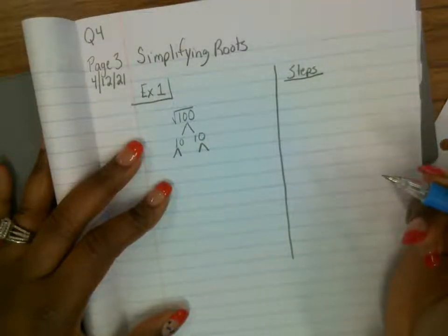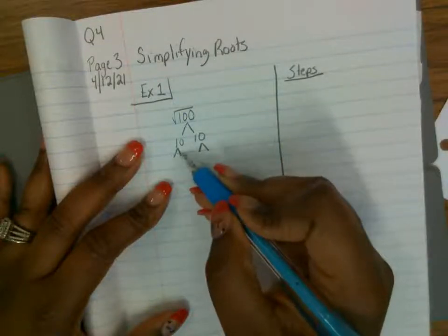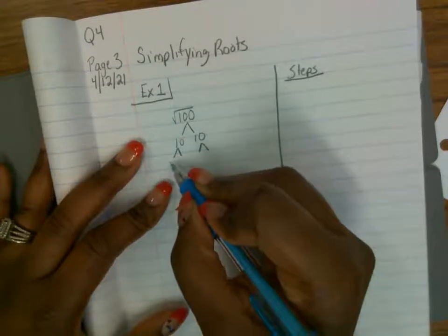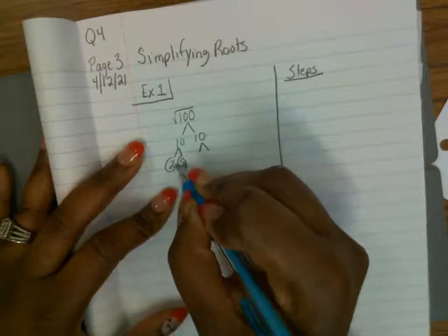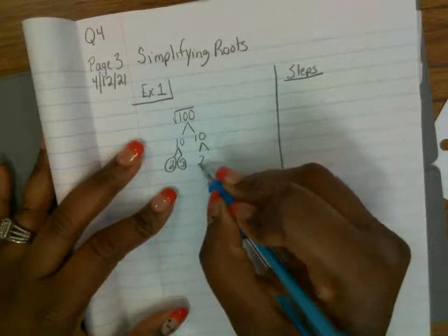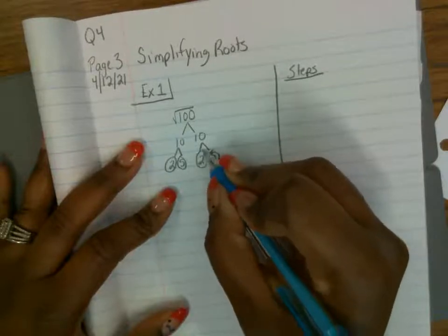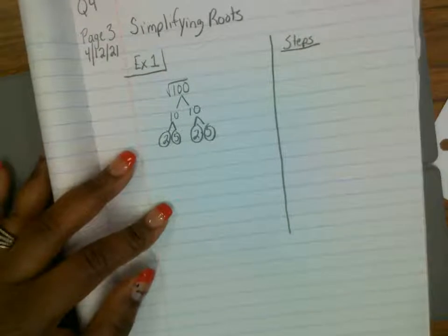You're trying to break the number down to all primes. The 2 numbers that can be multiplied, other than 1, because you cannot use 1 in a factor tree, are 2 and 5. Both 2 and 5 are prime numbers, so we circle them. And we're done breaking down 100. That's the very first step: draw a factor tree and circle your prime numbers.